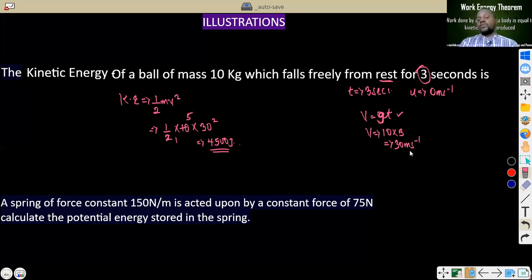So the second one, my dear student, is a spring of force constant 150. Remember, we have discussed force constant to be K, and we are given 150 Newton per meter. It is acted upon by a constant force of 75 Newton. The potential energy stored in the spring is what? This is on the concept of the work-energy theorem that we talked about. When a spring or anything is being stretched, elastic potential energy is stored in it. The elastic energy is used for work done.